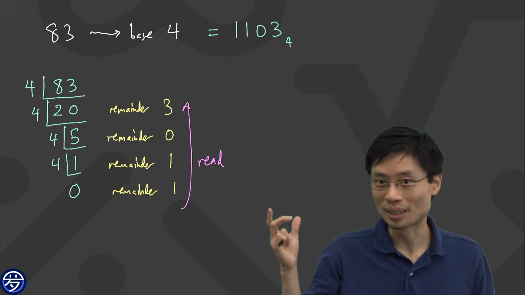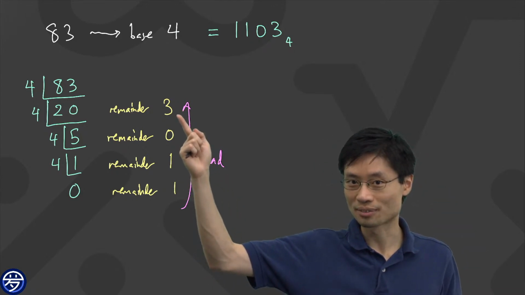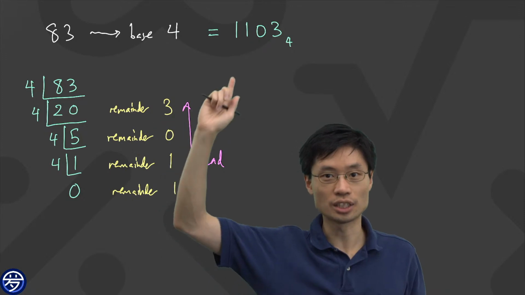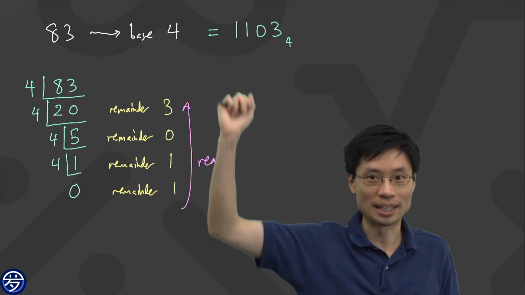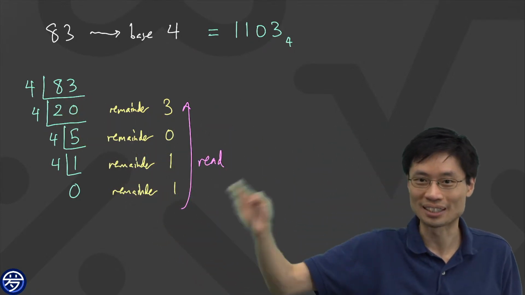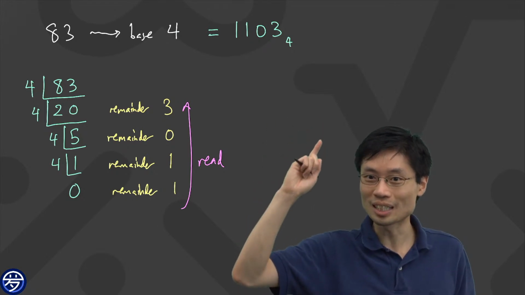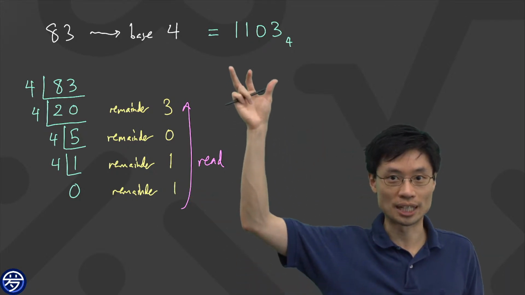Now, the way we explained this before was that we know that the last digit in base 4 is 3, because the last digit in any base is the remainder when you divide the number by that base. So that's why we divided 83 by 4 and got a remainder of 3. And you just keep going all the way down. So 1103 in base 4, and even if this one is not something you're familiar with, you can double check.